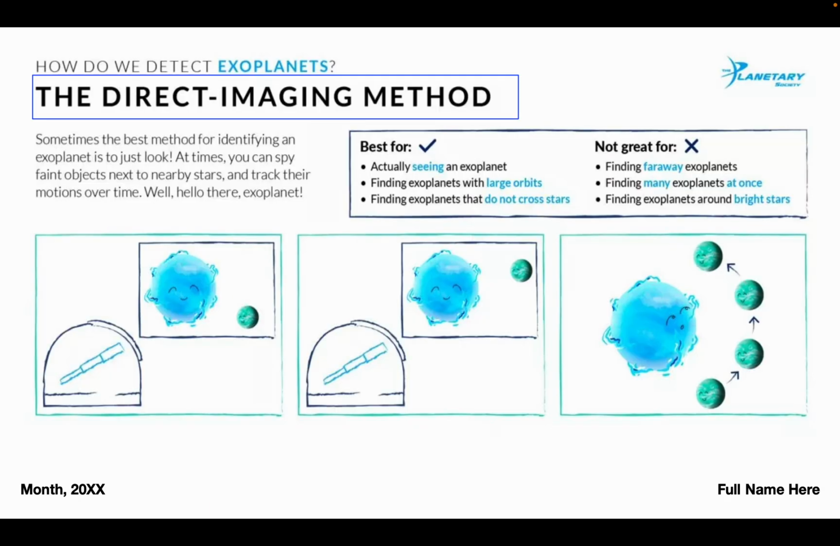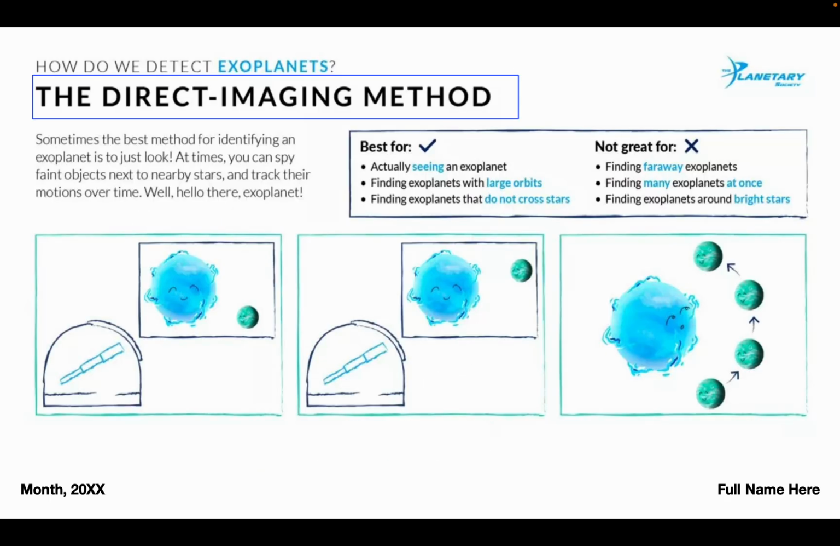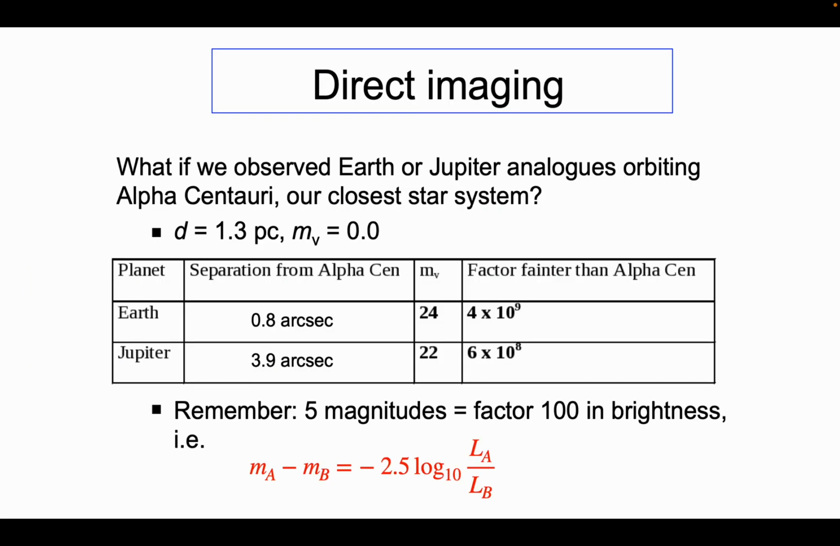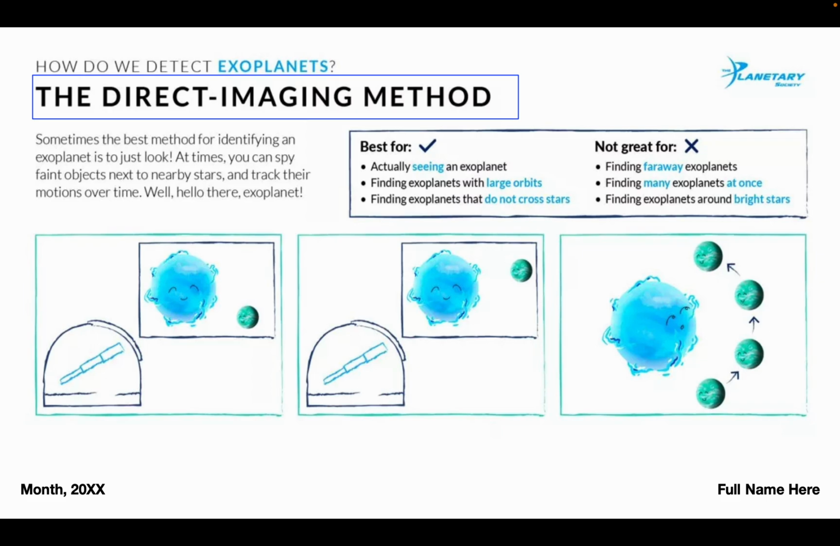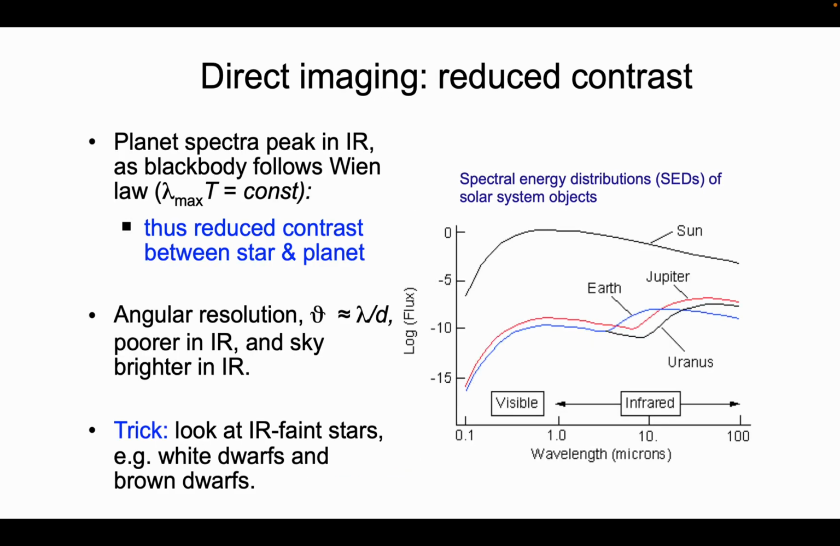The next method is the direct imaging method, where you image the exoplanet itself. And if you can image it, you can also check the path the exoplanet is moving along around the host star. But generally these exoplanets are much dimmer than the star, about 10 to the power 8 to 10 to the power 9 times dimmer than the host star. So you need very high contrast to detect the exoplanet using this direct imaging technique.